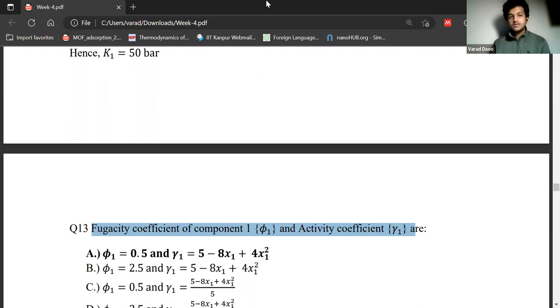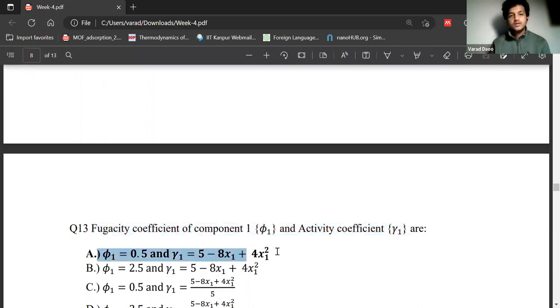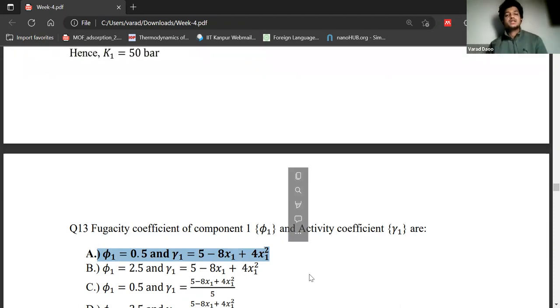Anybody got the answer? The correct answer is option A. phi 1 is equal to 0.5 and gamma 1 is equal to 5 minus 8x1 plus 4x1 square. Anybody got it?